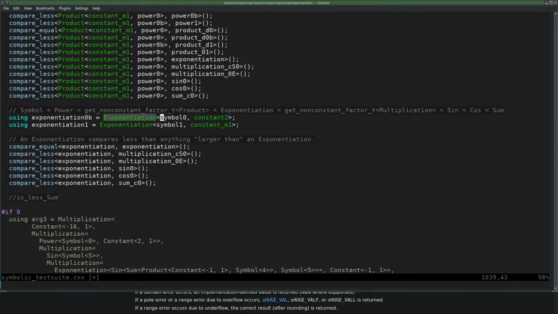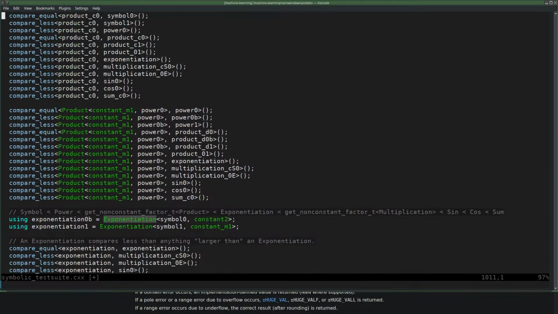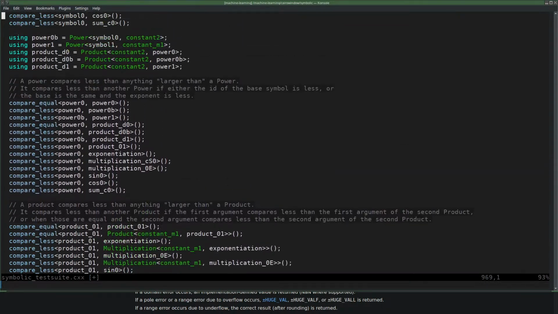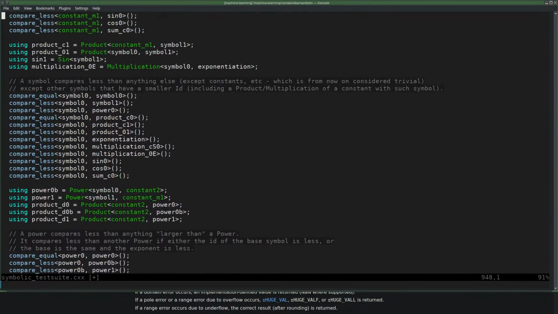Exponentiations are not allowed to use symbols. So what can I use? The first thing that is larger than a product. Yeah, some multiplication, I guess. Doesn't really matter, does it? That thing, maybe.